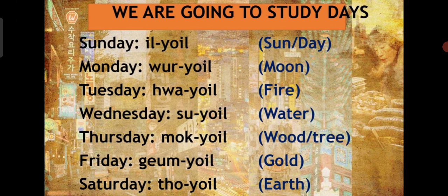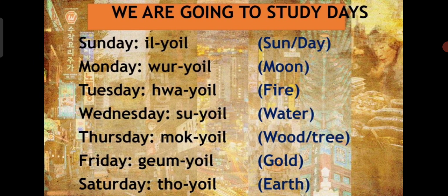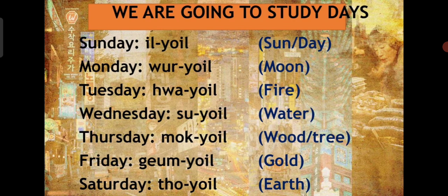So first of all, I would like to inform you that the 7 day words come from the 7 elements that you can see. So let's study with Sunday. Ilyoil. I told you here we are going to talk about a particular day, for example, Friday or Saturday. In that case, yoil is day. Il means Sun. Ilyoil becomes Sunday.